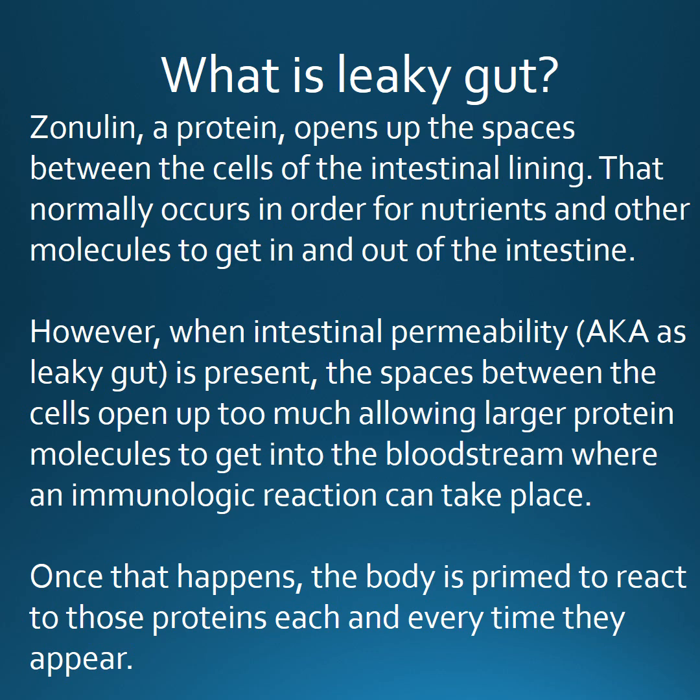What is leaky gut? Zonulin, a protein, opens up the spaces between the cells of the intestinal lining. That normally occurs in order for nutrients and other molecules to get in and out of the intestine. However, when intestinal permeability, also known as leaky gut, is present, the spaces between the cells open up too much, allowing larger protein molecules to get into the bloodstream, where an immunologic reaction can take place. Once that happens, the body is primed to react to those proteins each and every time they appear.